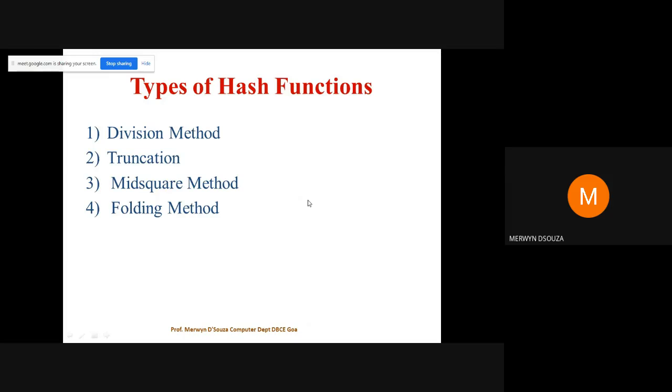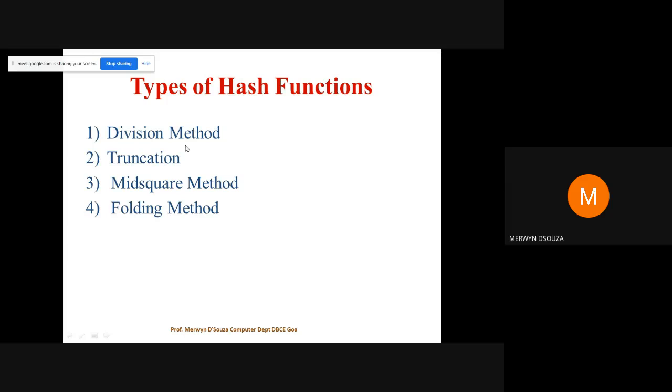So these are the types of hash functions that you are going to study in your syllabus. We'll start with all 4 methods. We'll understand what these 4 methods are and take examples to see how to do hashing using them. There are more functions, but for now only these 4 are mentioned in your syllabus. So we're going to study only these 4: division method, truncation method, mid-square method and folding method.